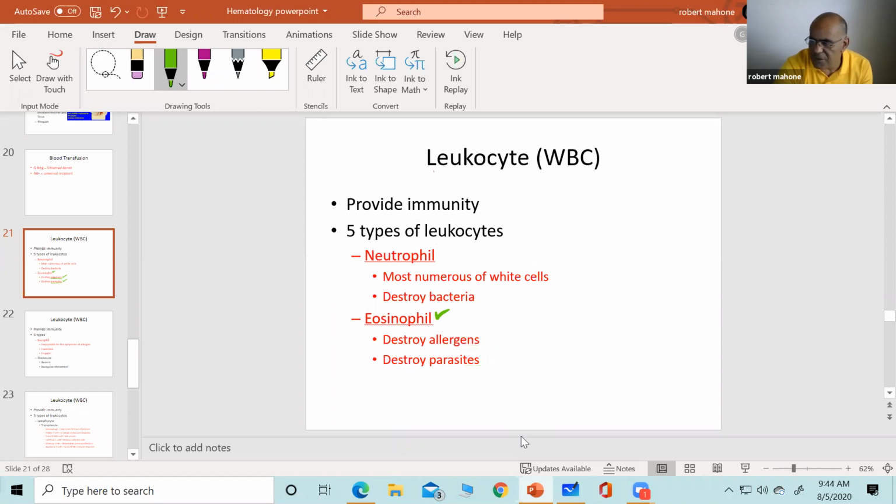So eosinophils will destroy allergens and parasites. So you've got bacteria, allergens, parasites, all being destroyed by these cells.